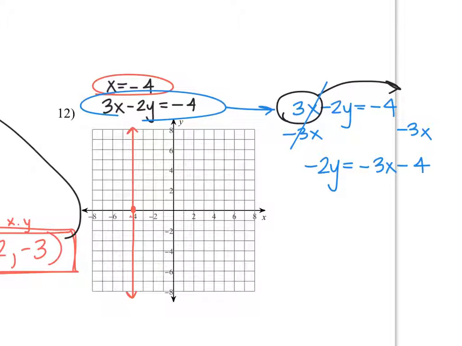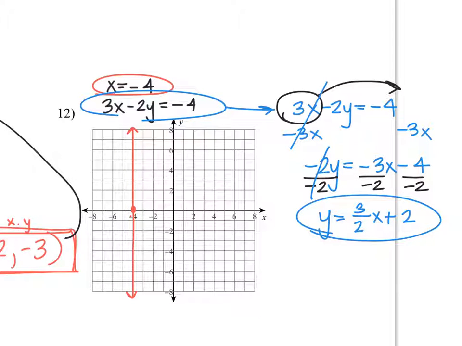All right, now y is almost by itself, but I need to divide by negative 2. I need to divide every single piece by negative 2, so I'm going to be left with y equals positive 3 over 2. Remember, negative divided by negative is a positive. Plus, so negative divided by negative, 4 divided by 2 is 2. So this is the equation I'm graphing.